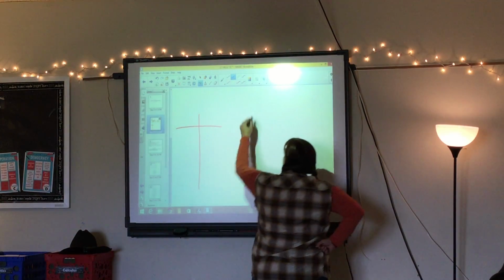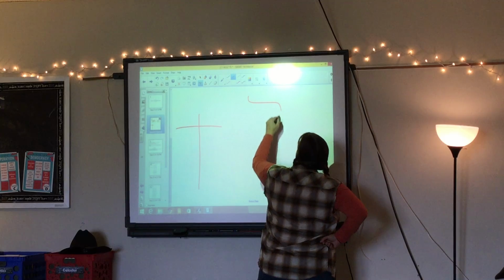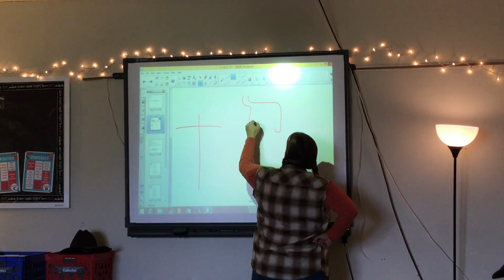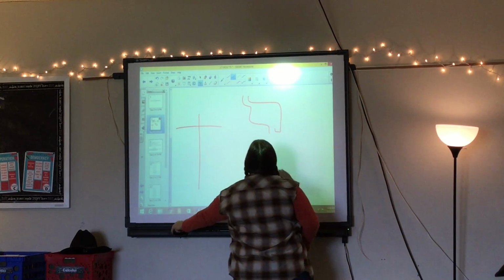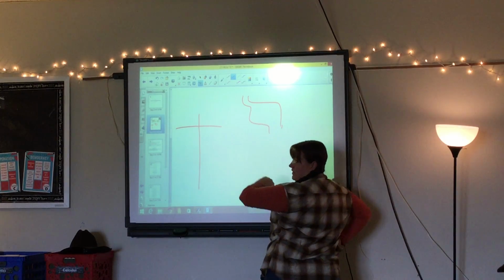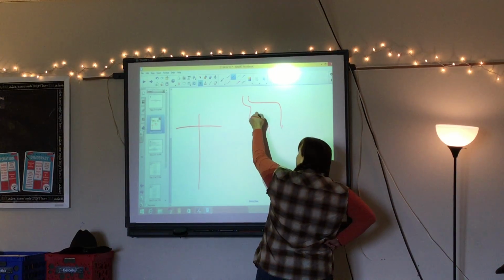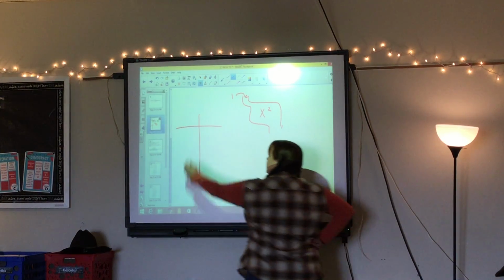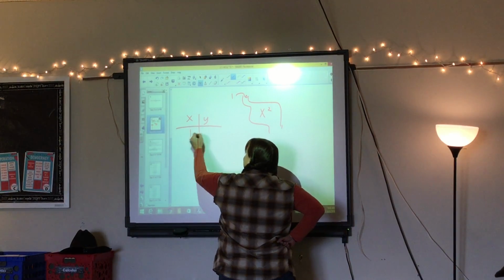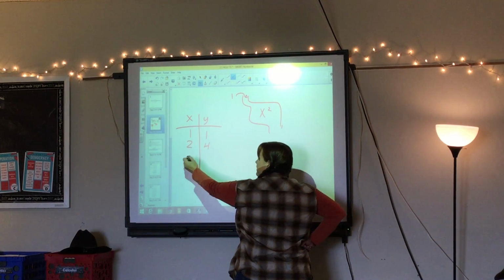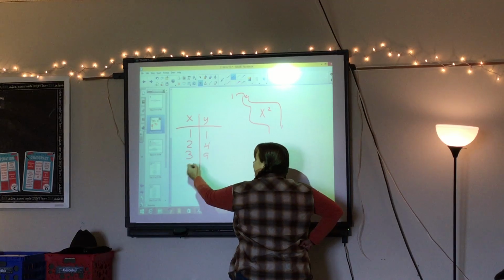If I have a function here, remember that little function machine I had, where you put in a number and then something happens and then it spits out another number. Well, if I have this function, x squared, and I put in 1, what comes out? Okay, what if I put in 2? What if I put in 3? And 4?